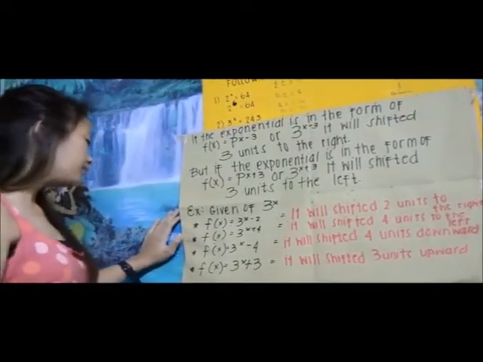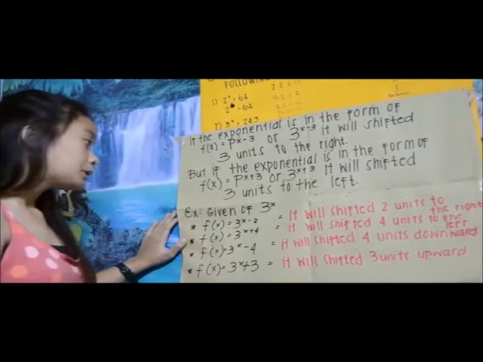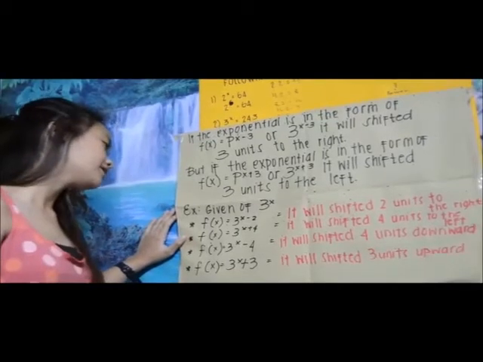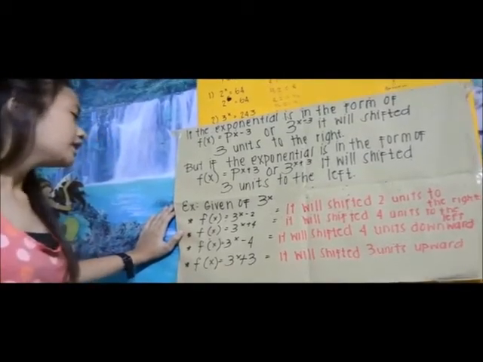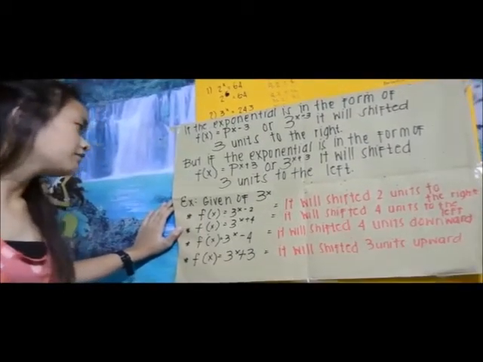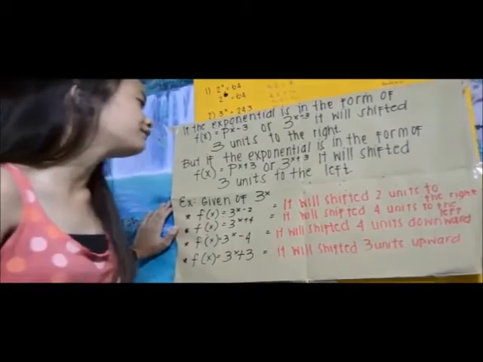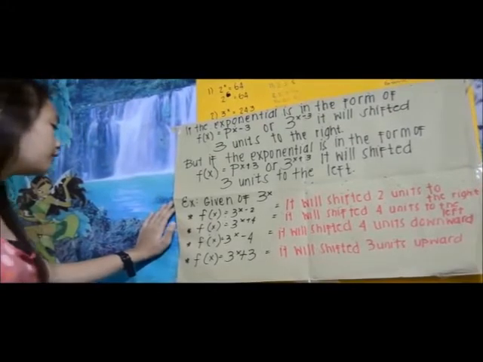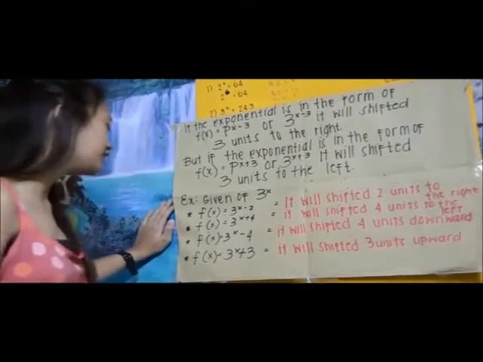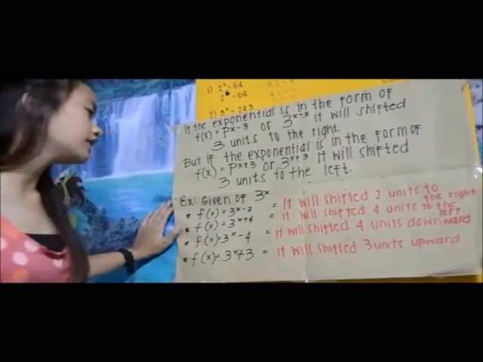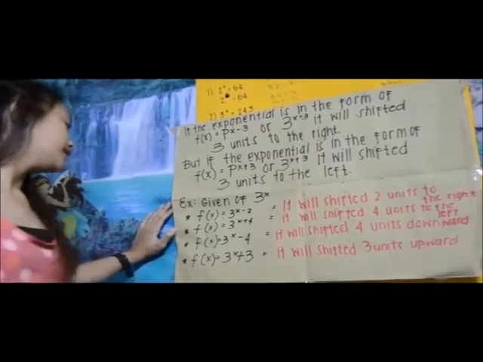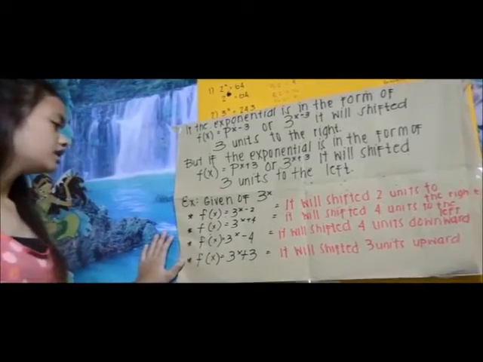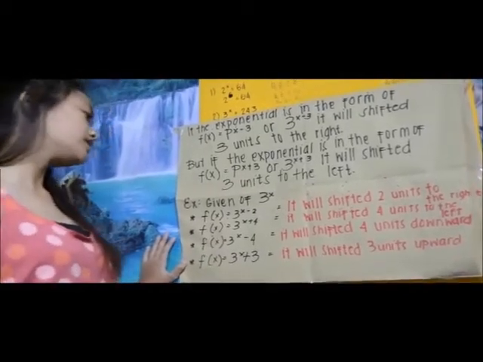Number 2, I'm sorry. f of x is equal to 3 raised to x plus 4. The graph of 3 raised to x will shift 4 units to the left. Next, f of x is equal to 3 raised to x minus 4. It will shift 4 units downward. Next, f of x is equal to 3 raised to x plus 3. It will shift 3 units upward.